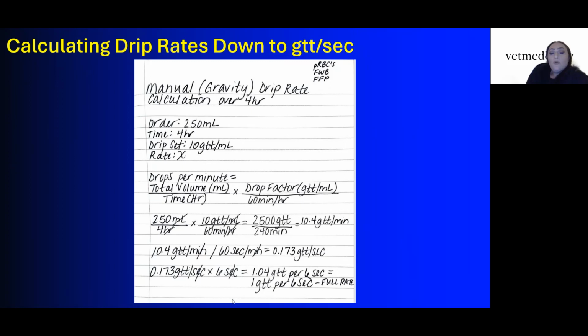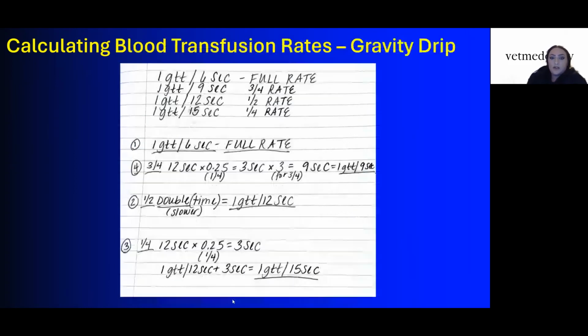Now, 10.4 drops per minute divided by 60 seconds per minute gives you 0.173 drops per second. So 0.173 drops per second times 6 seconds, this is going to lead into a blood transfusion, by the way, is 1.04 drops per 6 seconds. Now, we want to always round to the nearest whole drop. So that is 1 drop per 6 seconds. And that's going to be this patient's full rate for his blood transfusion.